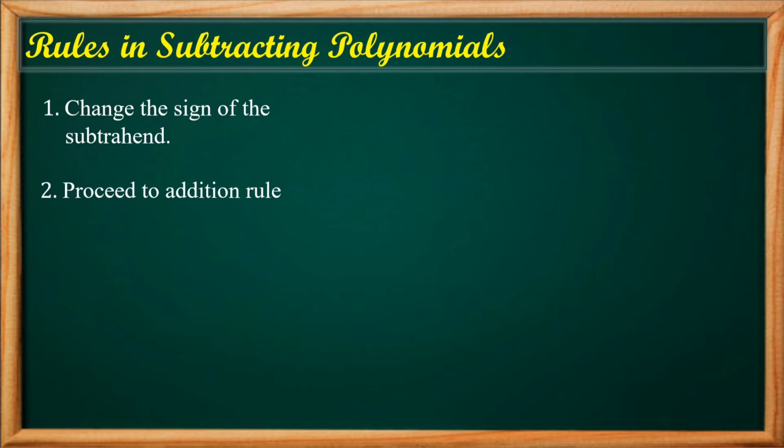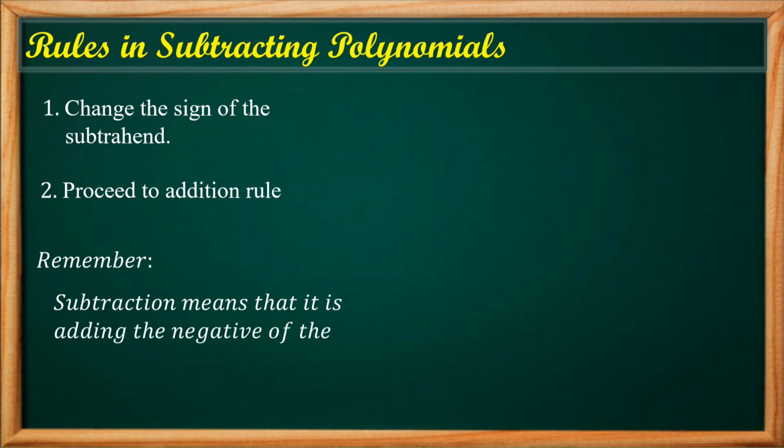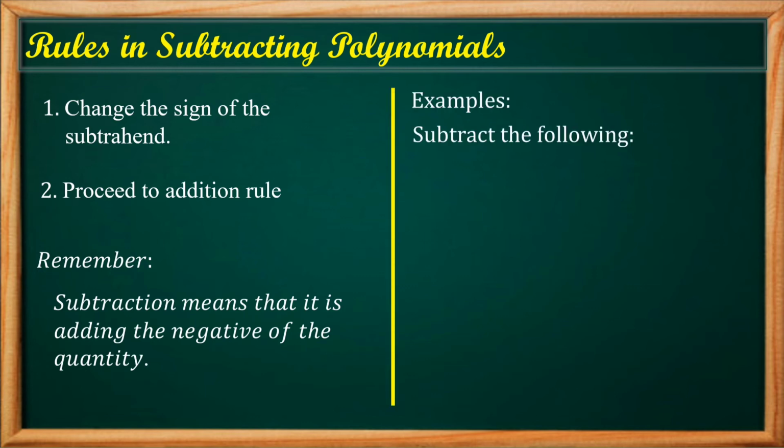The second one is proceed to the addition rule. Dapat alam natin kung ano yung addition rule. Then, always remember, if we will say subtraction, it means that it is adding the negative of the quantity. Okay, example tayo. Number 1, 4x squared minus 5x plus 2 minus negative 2x squared plus 7.